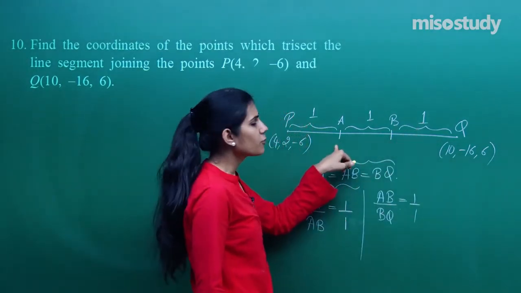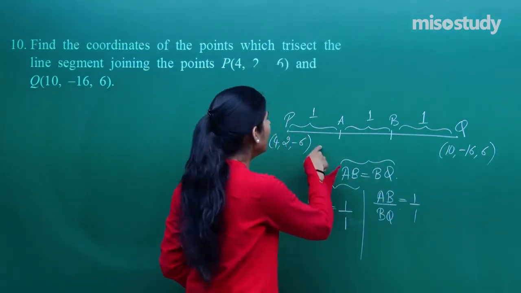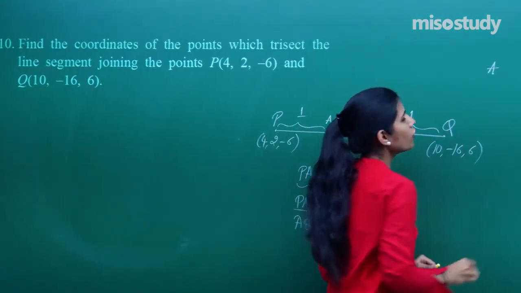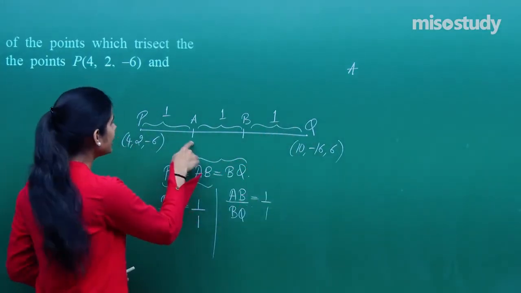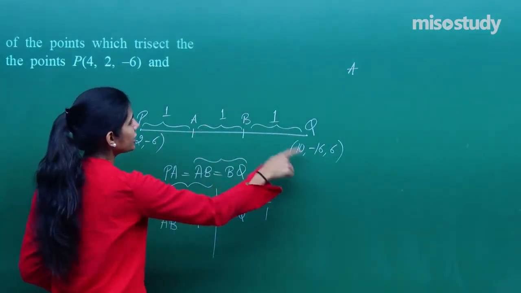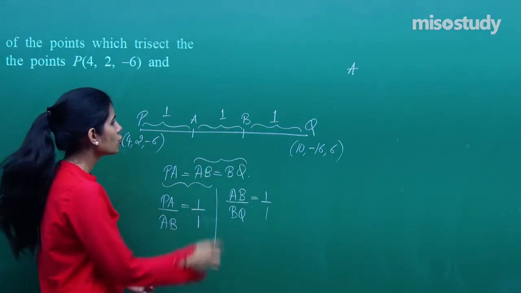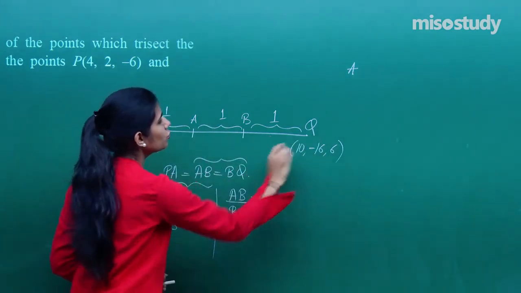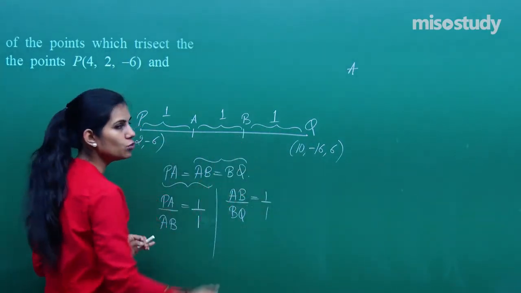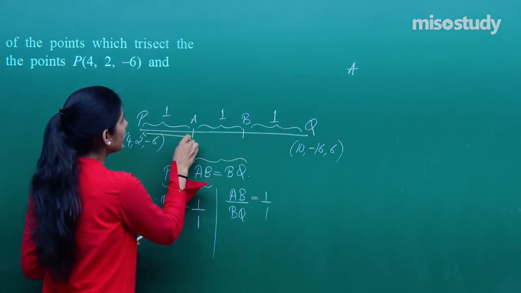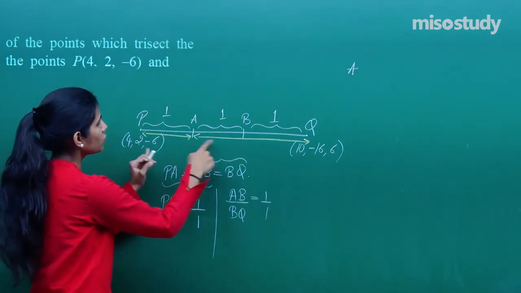If I need to calculate the coordinates of points A and B with the help of coordinates of P and Q, I will first focus upon A, then focus upon B. A is dividing PB in the ratio 1:1, B is dividing AQ in the ratio 1:1, that means A and B are dividing PQ in the ratio 1:1:1. So A would be dividing entire PQ in which ratio? 1:2, isn't it? AP upon AQ is 1:2.